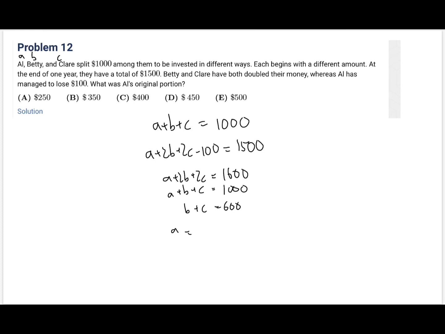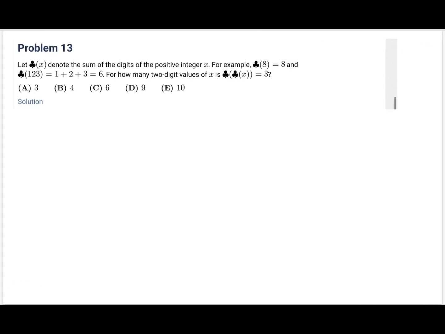That means A equals A plus B plus C minus B plus C. So we subtract these two, is $400. So Al's original portion is $400. The answer is C.